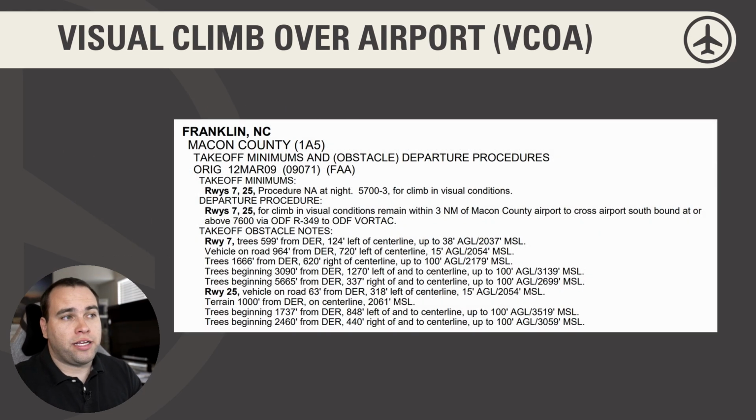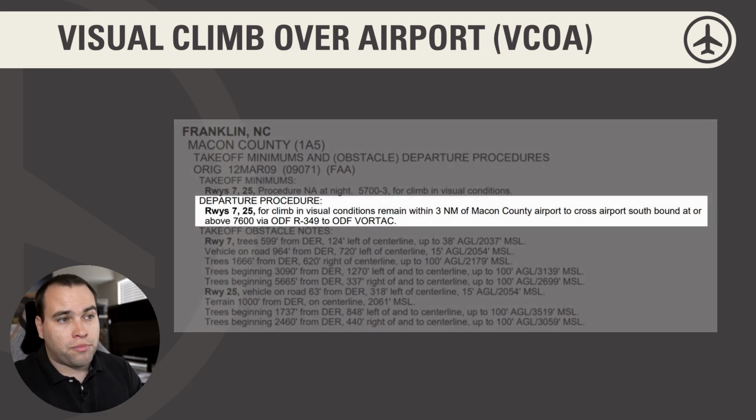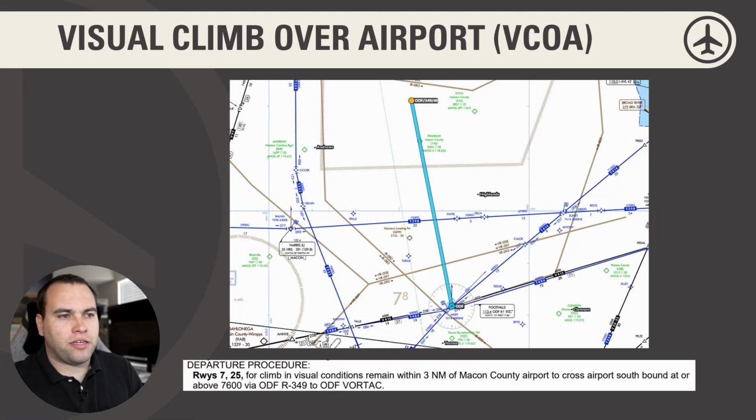So a good one is Franklin County up in North Carolina, Macon County Airport 1A5. If we take a look here, they have visual climb over airport criteria. So for runway 7 and 25, for climb in visual conditions, we need to remain within 3 nautical miles of the airport to cross the airport southbound at or above 7,600 via the ODF VORTAC radial 349, to that VOR or VORTAC. So I actually took the time, I showed it out here in ForeFlight.